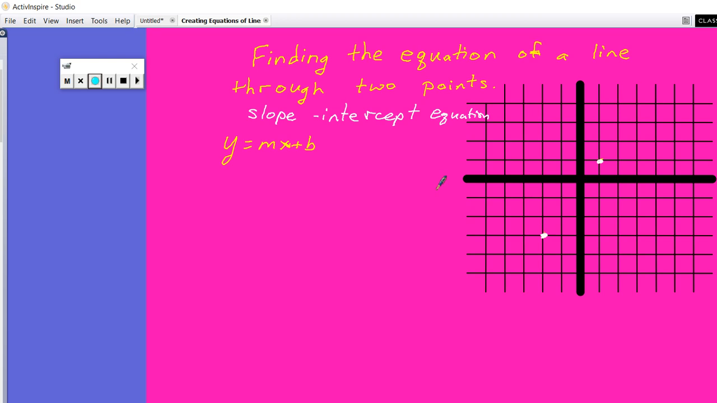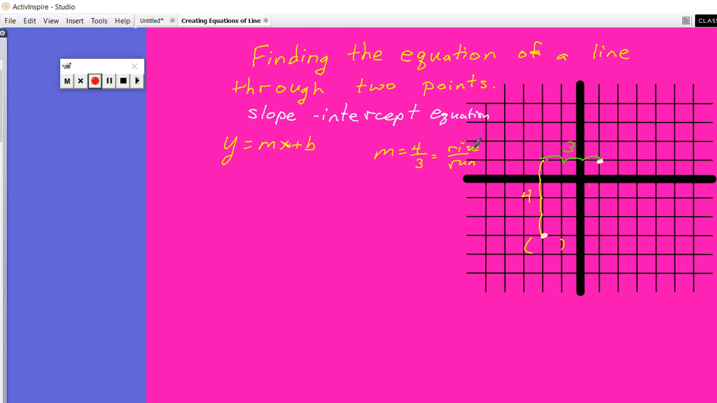So if I go from the point on the left to the point on the right, I go up 1, 2, 3, 4. So I've gone up 4, and then I'm going to go over 1, 2, 3. So my slope is 4 over 3. So I now know slope is 4 over 3 because slope is rise over run. So that's the slope.